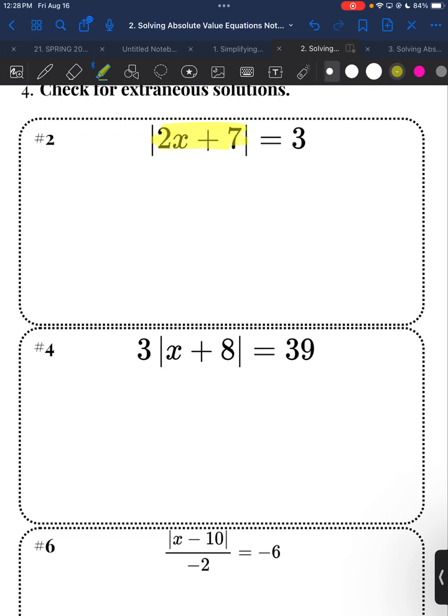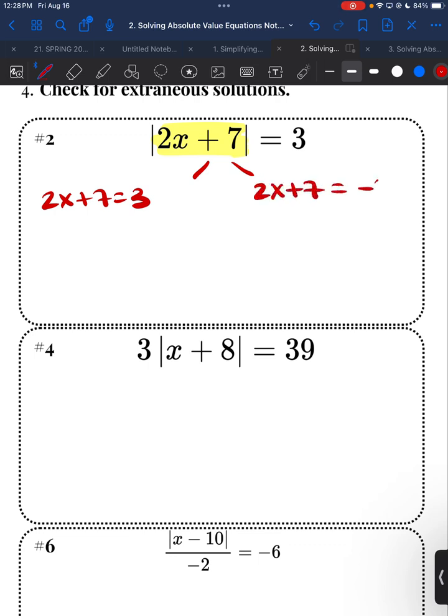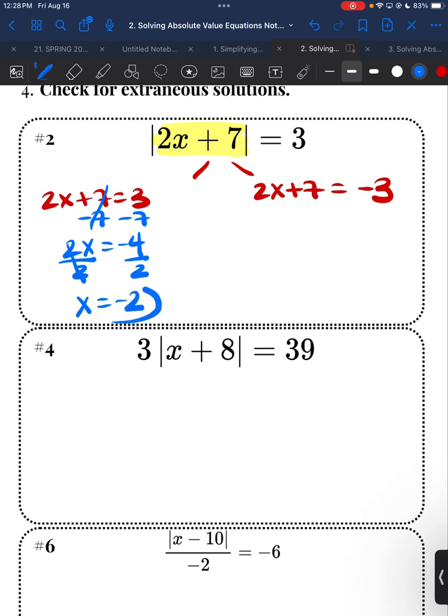So number 2, it's already isolated, so we write it twice. The right side stays 2x plus 7, but the 3 becomes negative. Now I do minus 7. 2x is equal to negative 4. I divide by 2, and then I get negative 2. If you were to plug it into the original, you would get true.